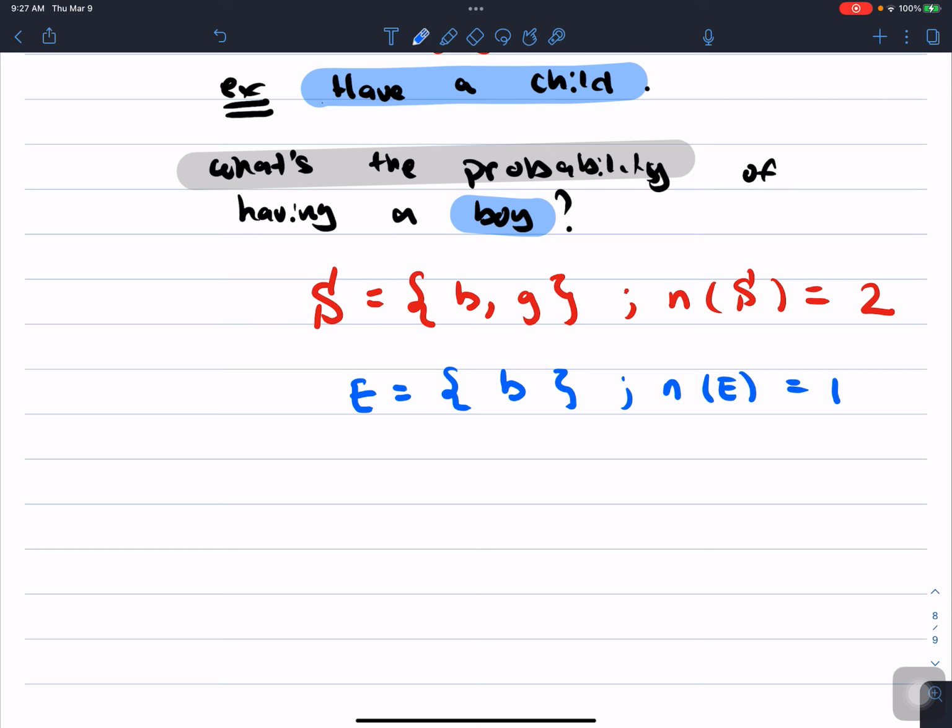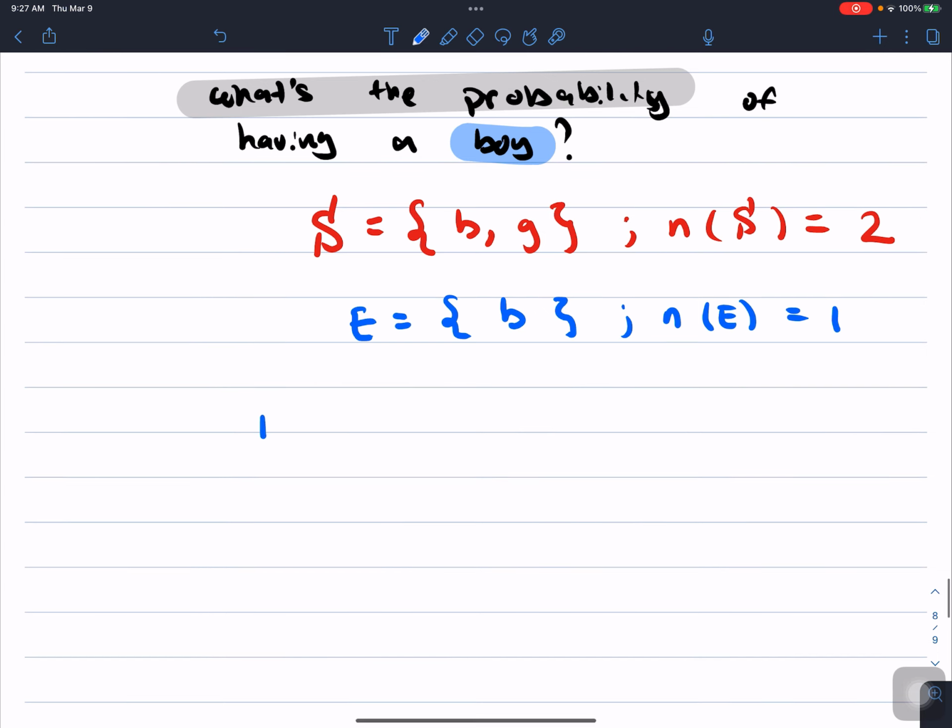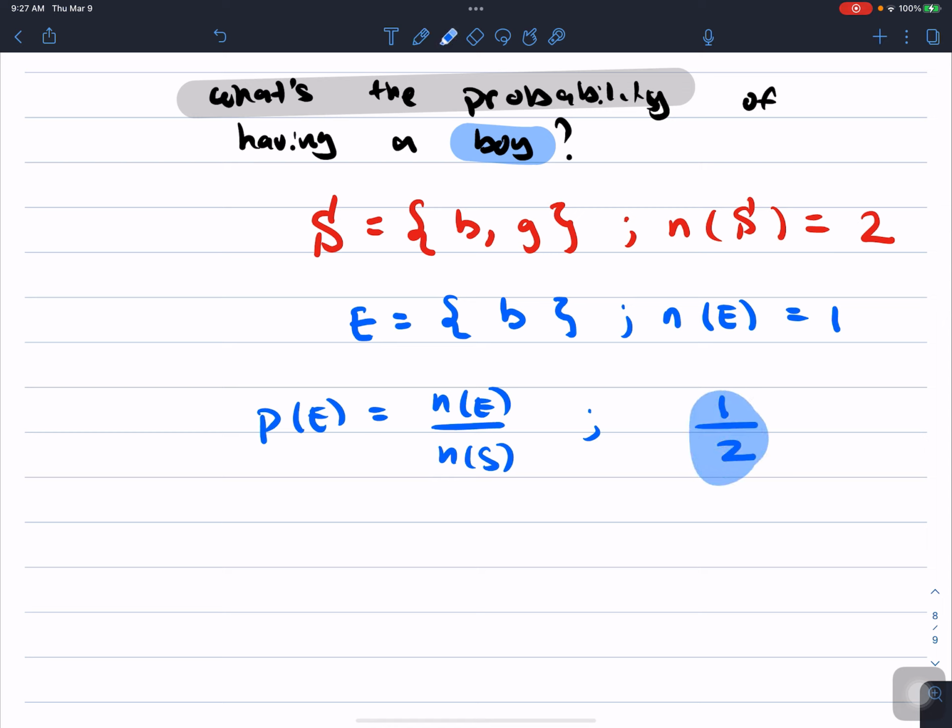Is that the probability? No. What's the probability of having a boy? This is P of E. Remember your definition? Number of outcomes in the event out of the total number of outcomes. Oh, what's that probability? 1 out of what? 2. So do you guys know 1/2, by the way? You ever hear that phrase? The chance of having a boy is what? 1/2?